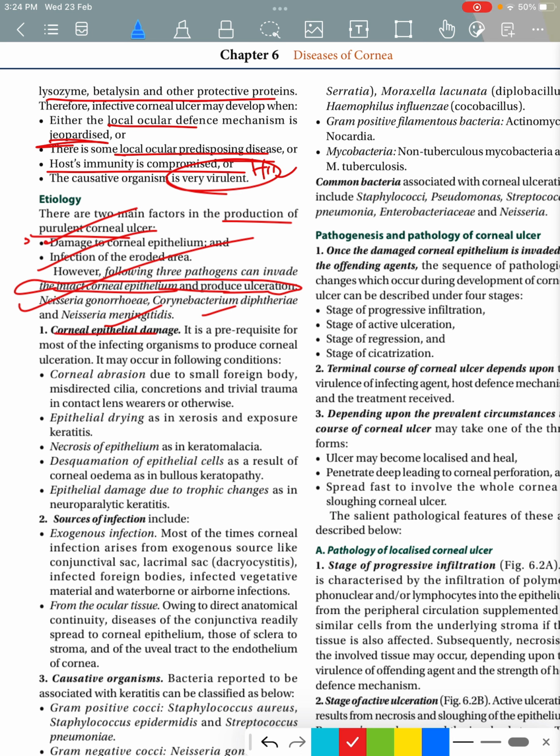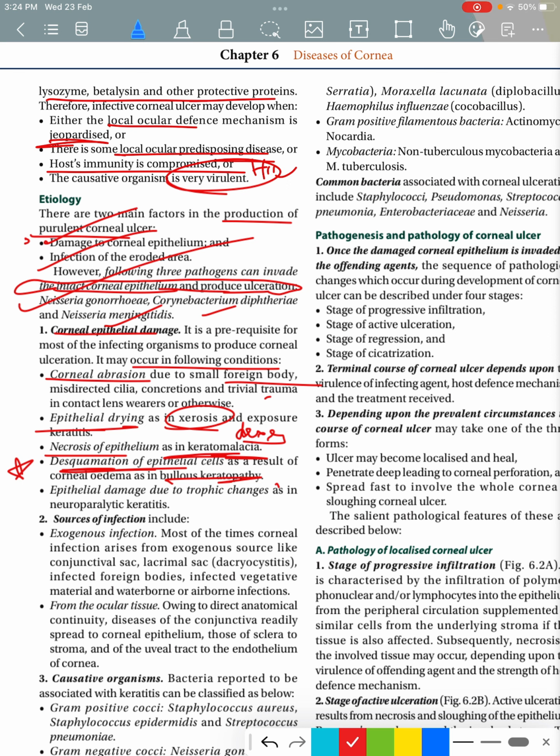Then let's see the features of corneal epithelial damage. It occurs in conditions like corneal abrasion due to a foreign body or trauma, okay. Then epithelial drying in xerosis or dry eye. Then necrosis in keratomalacia. Then desquamation seen in bullous keratopathy.